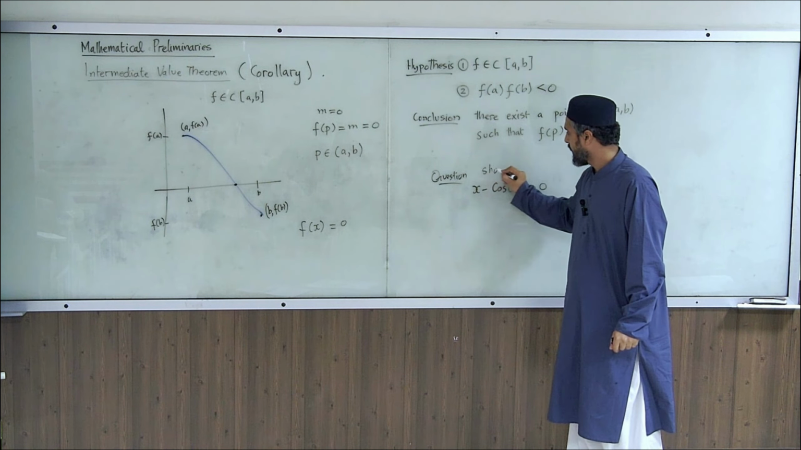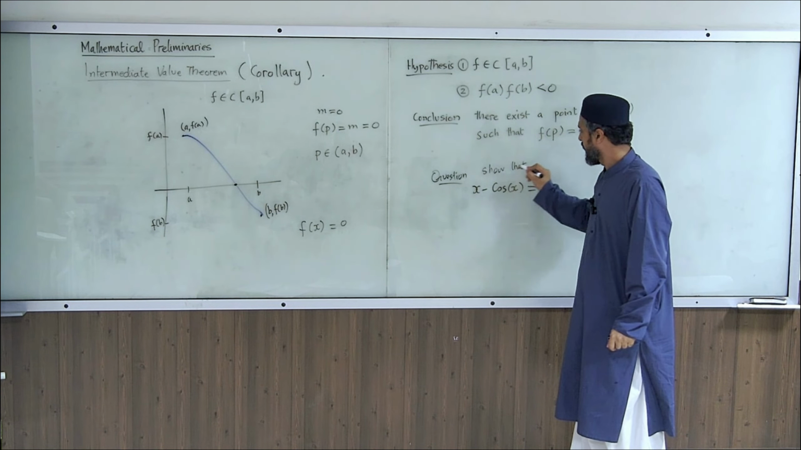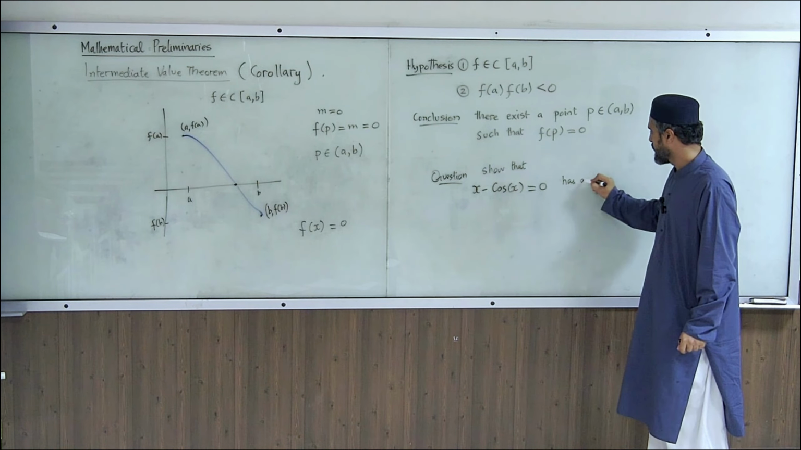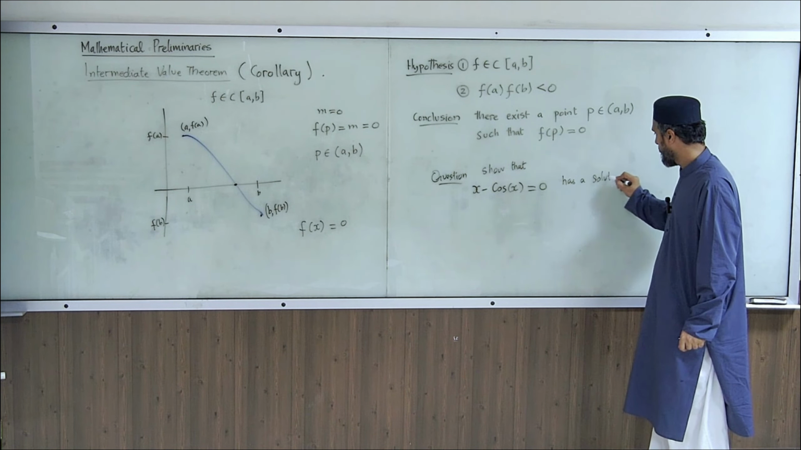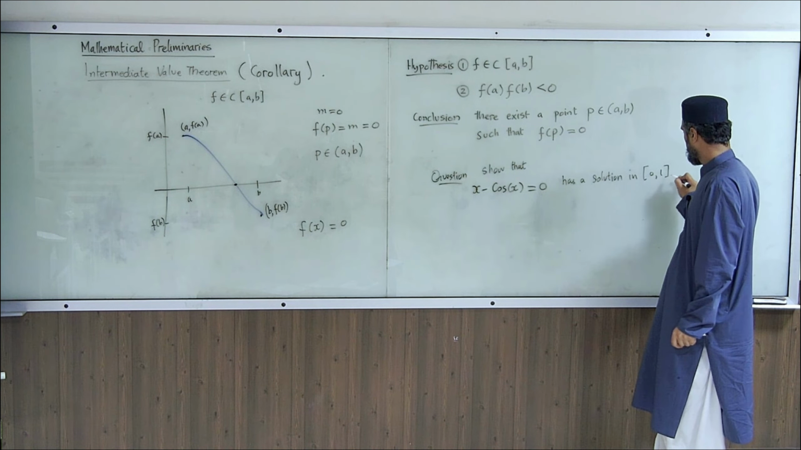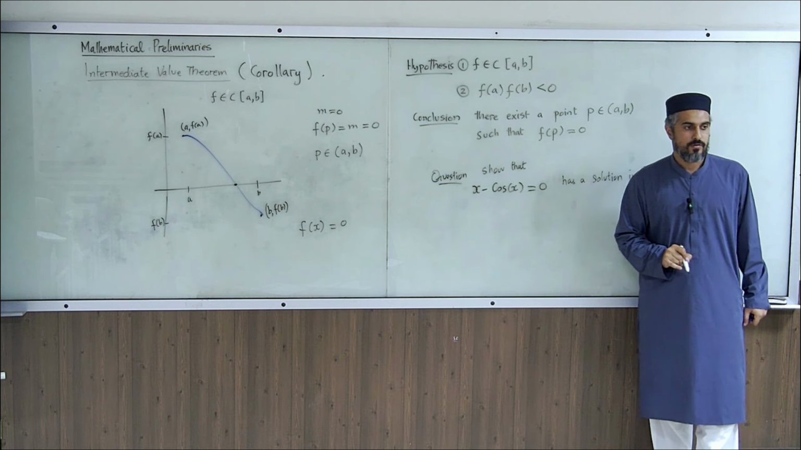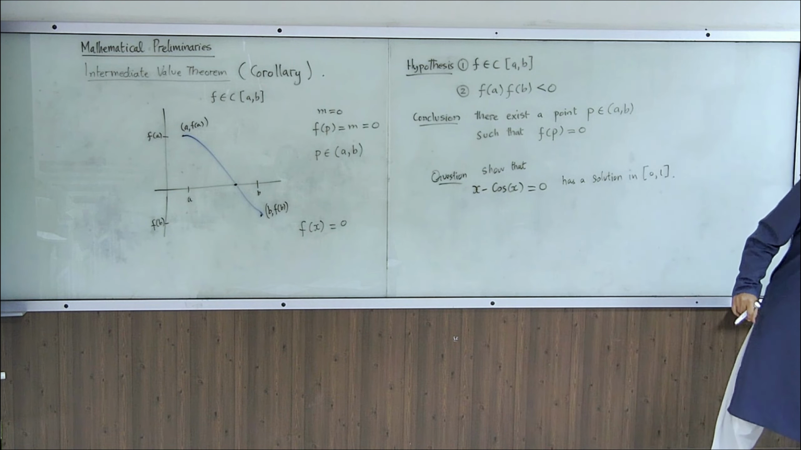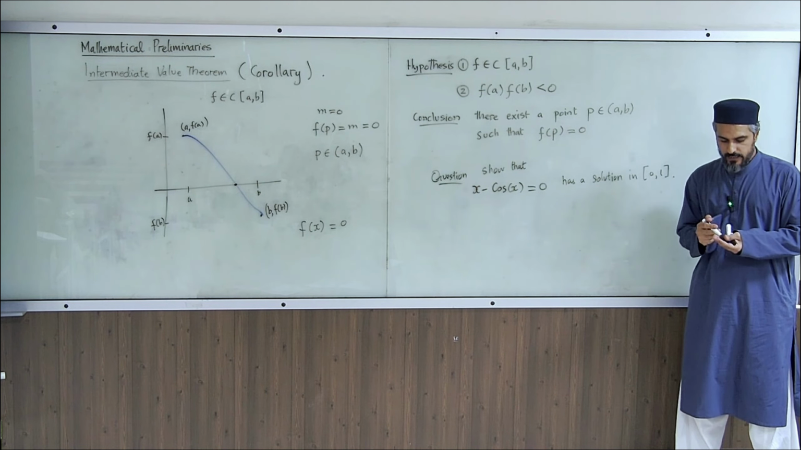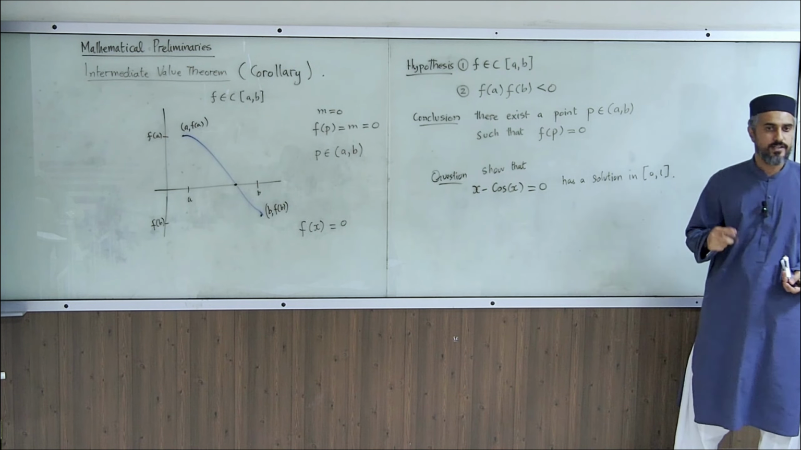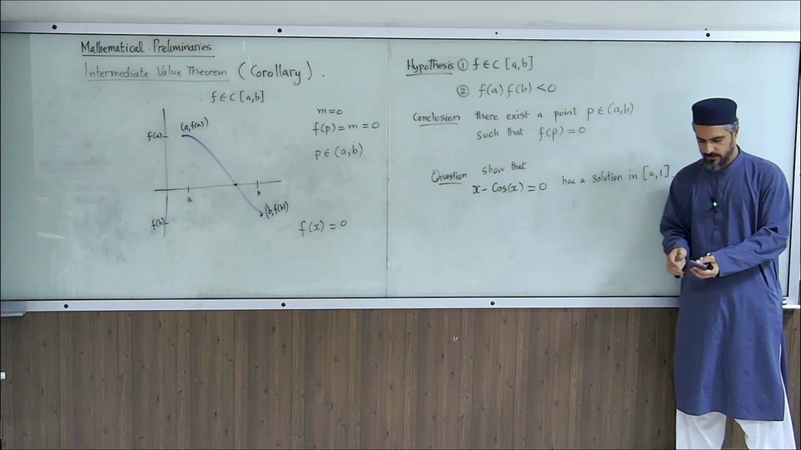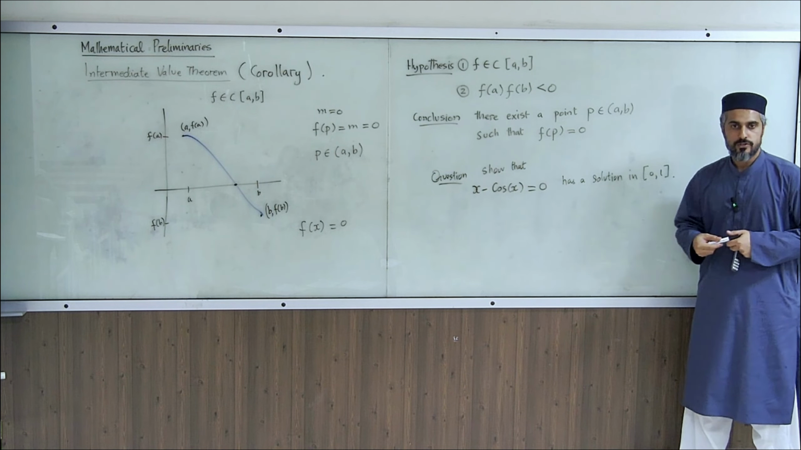Show that x minus cos x equals 0 has a solution in the interval 0 to 1. Okay, so there is a question which says show that the solution lies. It doesn't ask to find a solution, it just says show that the solution lies over there. Okay, so how to show that?